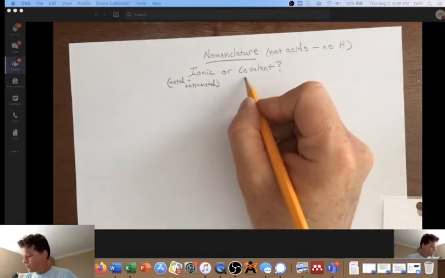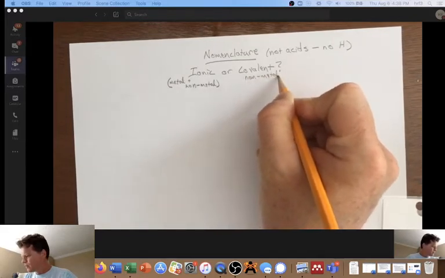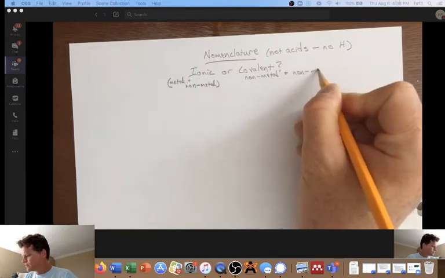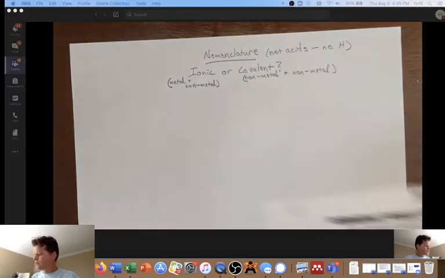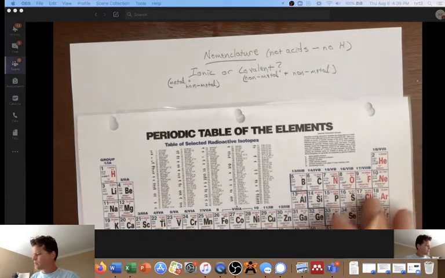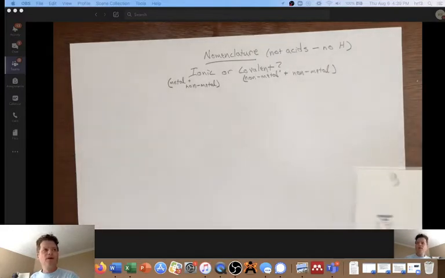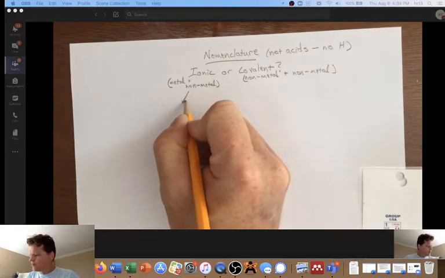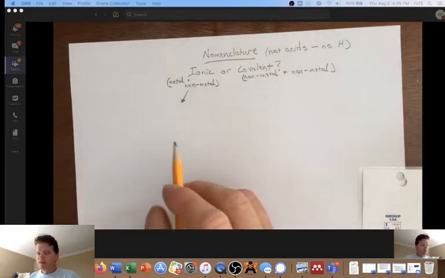And then covalent will be a nonmetal and a nonmetal. And that's how we tell the difference. So covalent, you'll have two elements from the right-hand side of the periodic table only. Okay, now if it's ionic, then we have a system of naming. But the name is going to depend on us answering a couple more questions yet.